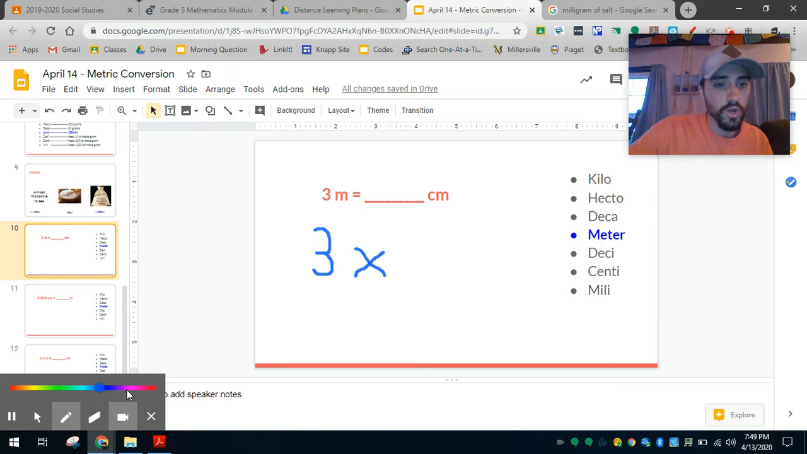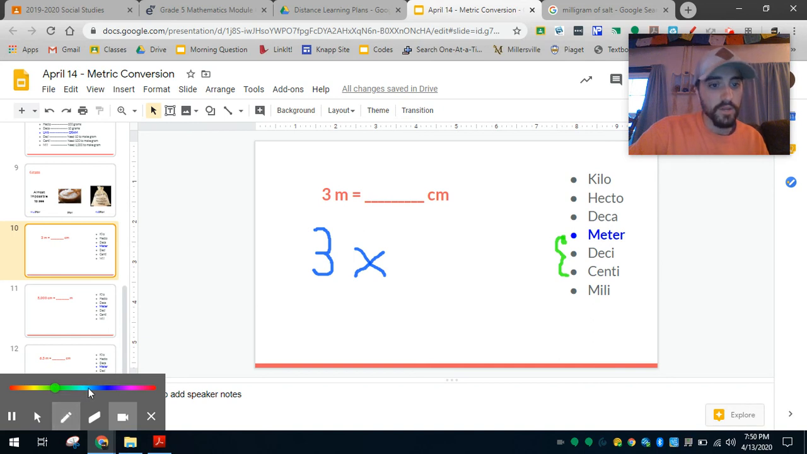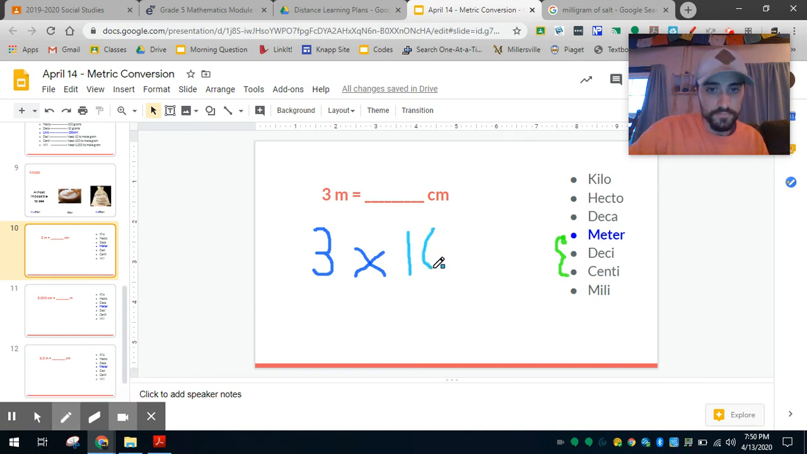Now we can take a look. What are we going to be multiplying by? Well, we're going from the meter, and the meter is the unit, right? So we're going from this spot right here down to centi. We hop once, we hop twice. That tells me that I'm going to be multiplying by 100 because it is the second power of 10.